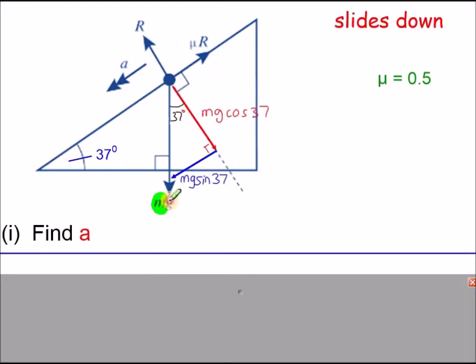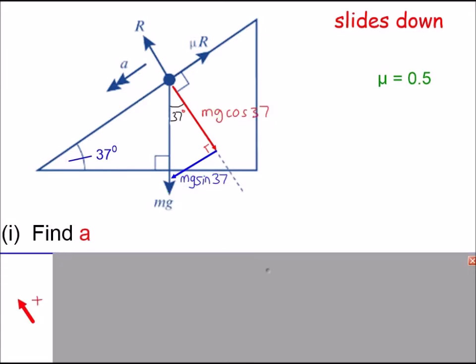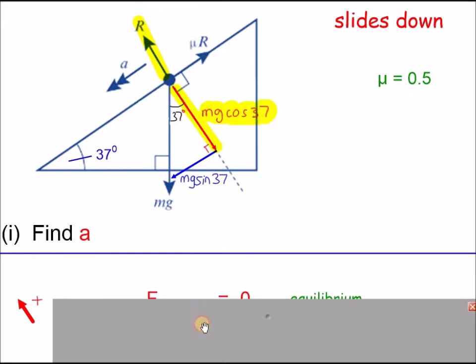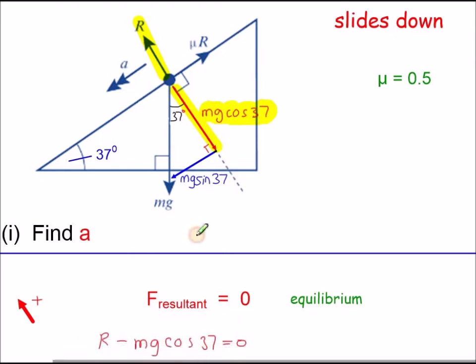And now resolving the weight, perpendicular to the incline, mg cos 37, and this angle is the same as this, and parallel to the incline, mg sin 37. So resolving forces perpendicular to the incline, taking this as the positive direction, we have these two forces. So we will have R minus mg cos 37 is equal to 0, because the resultant force in this direction is 0, there's no acceleration, everything's in equilibrium.